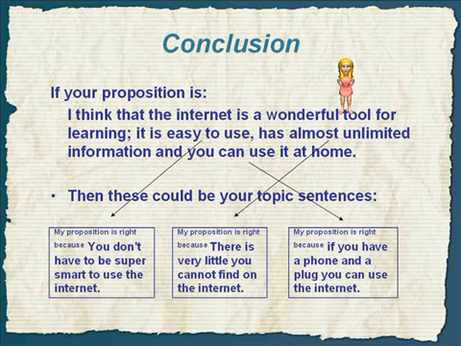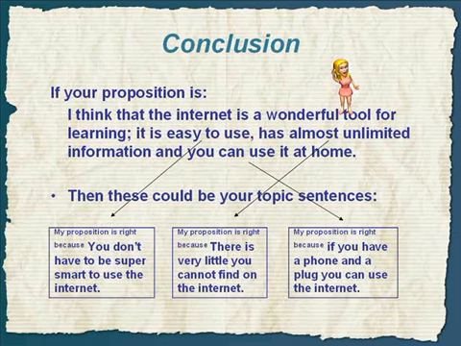If your proposition is something like this: I think that the internet is a wonderful tool for learning. It is easy to use, has almost unlimited information, and you can use it at home. You will find that you are able to break this proposition into three main sections. Maybe more if you want to think about it, but I've just picked three main ones. I've looked at it being easy to use, the internet that is, having almost unlimited information, and also the fact that you can use it at home.